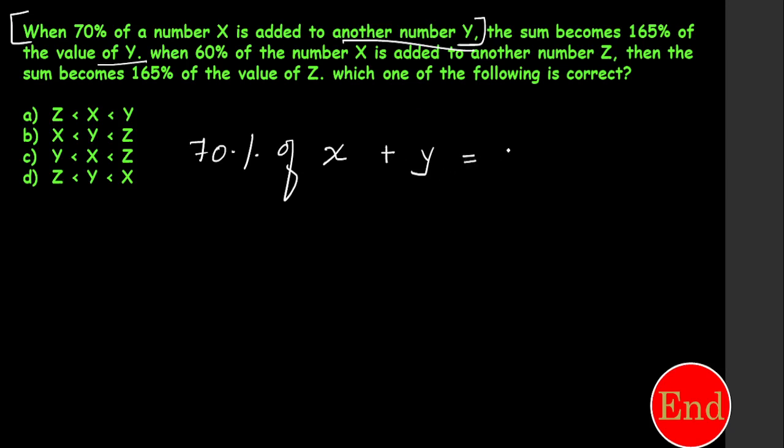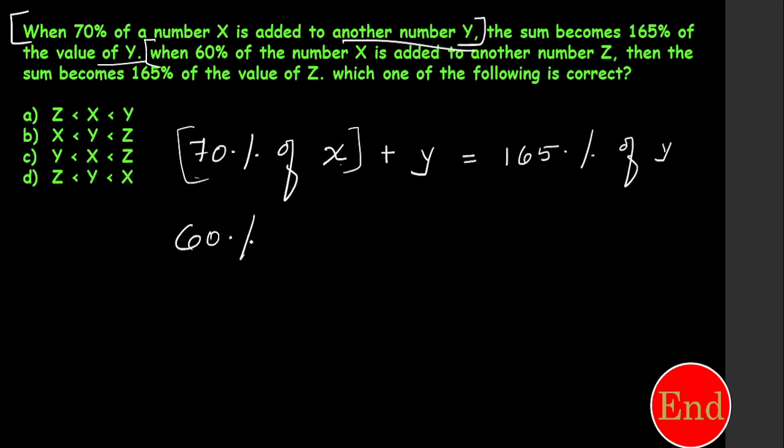That means the result is equal to 165% of y. I hope you guys understand how I wrote this question into an equation. When 70% of a number x, that means 70% of x, should be added with another number y, so that we got 165% of y. This is one thing. And look at the next statement.